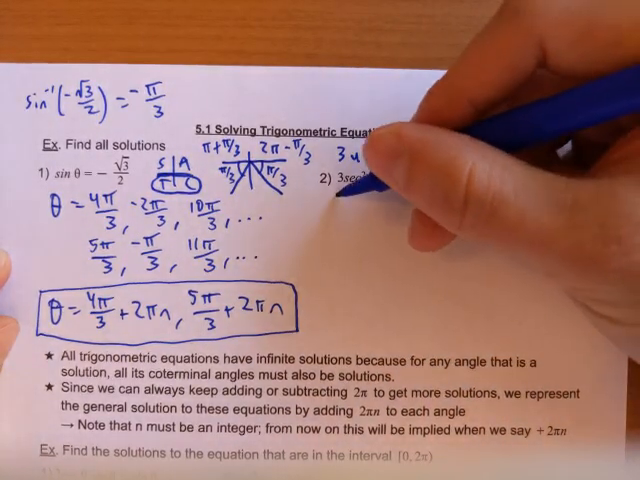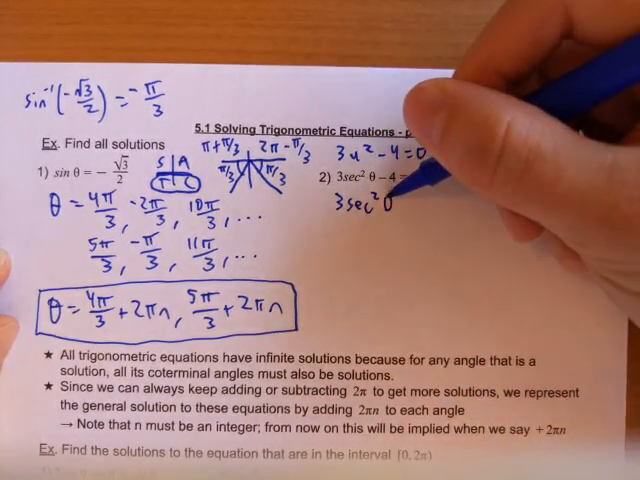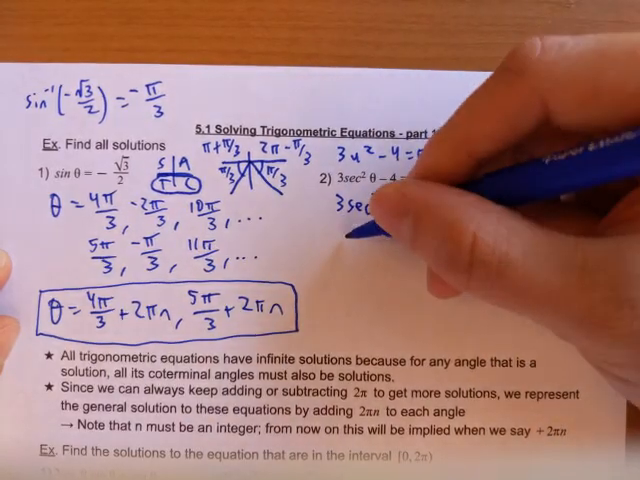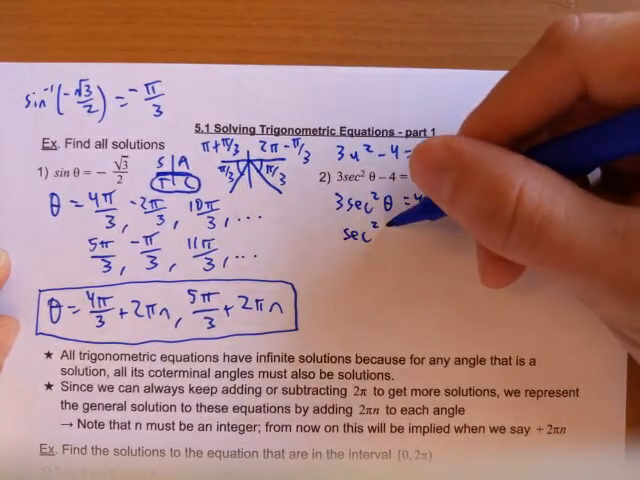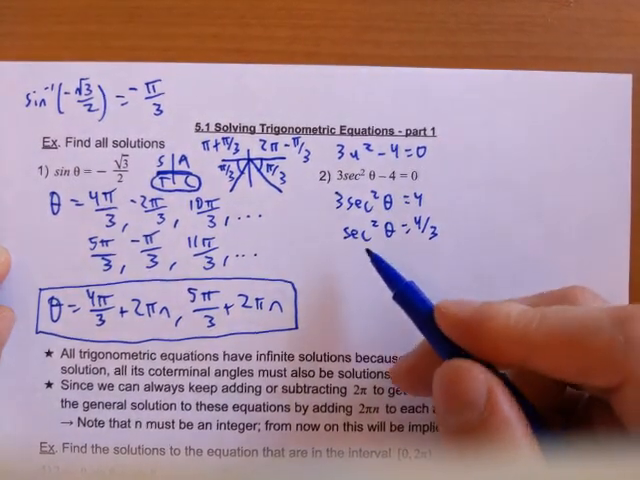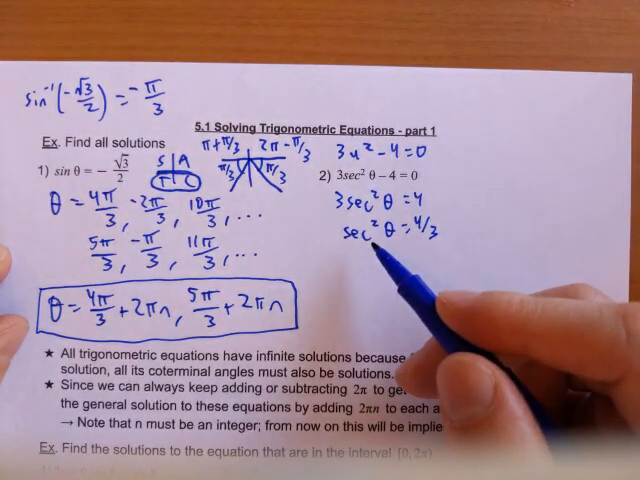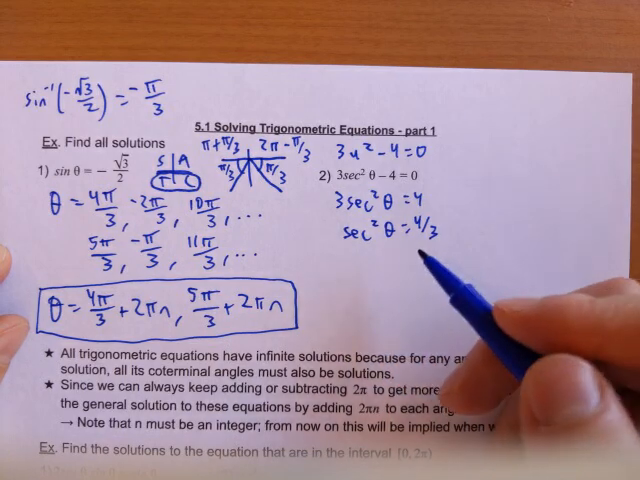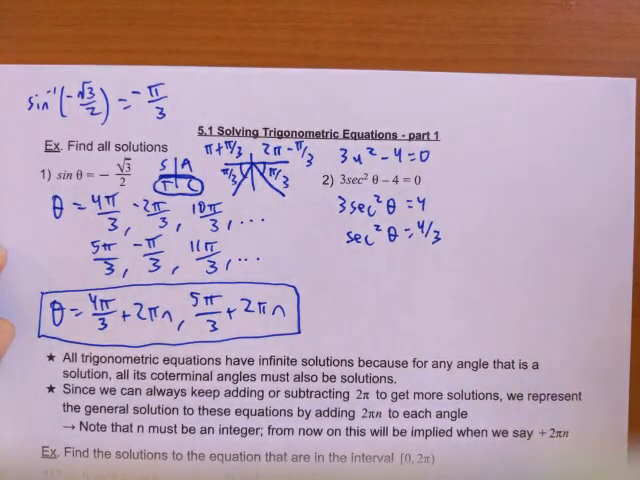So you want to add the 4 over, and then divide by the 3. And then again, this squared is on the outside right there. That's secant of theta squared. And so we can go ahead and square root it.